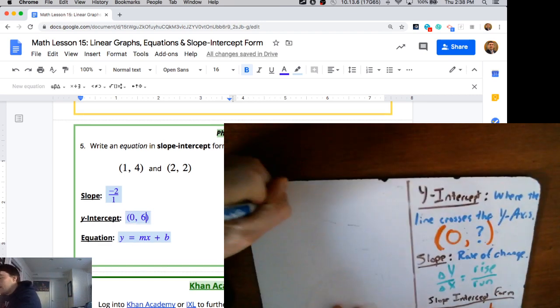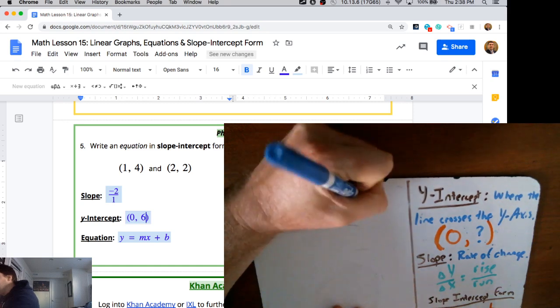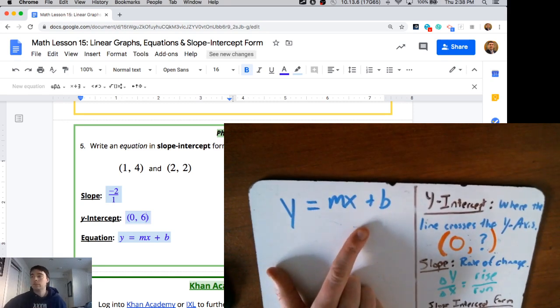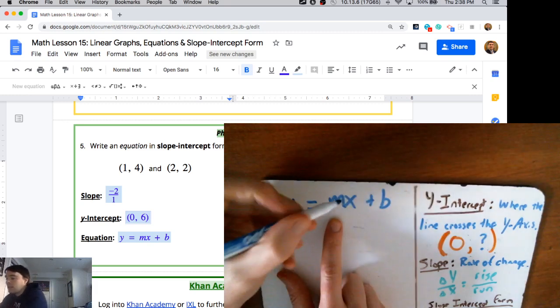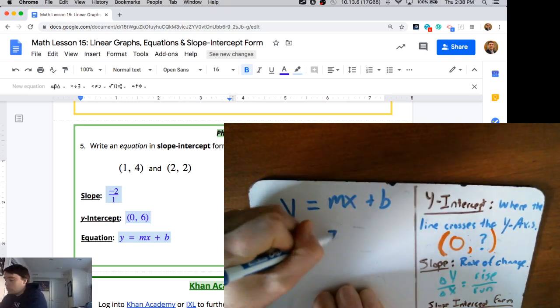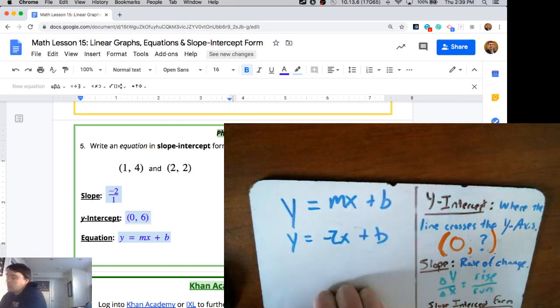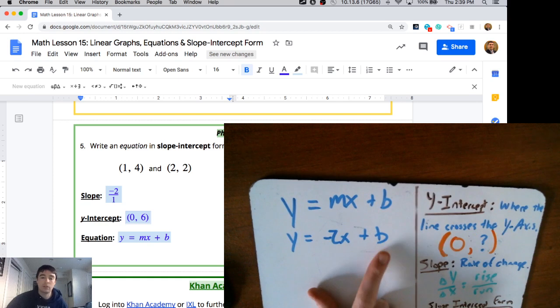I have y equals mx plus b. That's my equation that works for every line in the world. I know the m already. I know that the m is, in this case, -2. So I know for this equation it needs to look like y equals -2x plus whatever the y-intercept is, and I think that's probably 6.